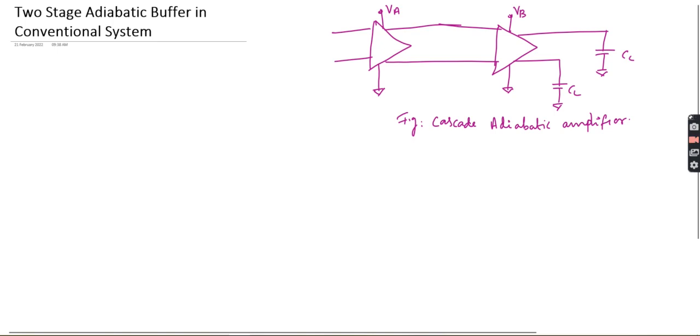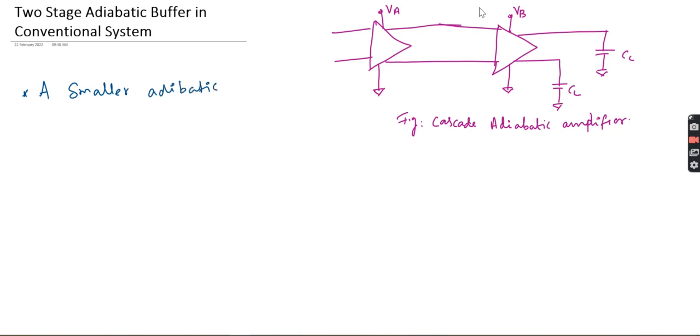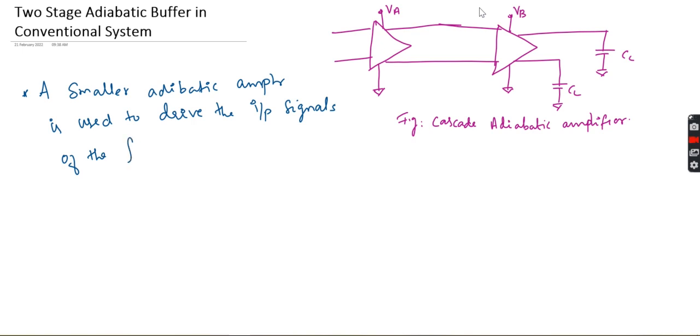Here a smaller adiabatic amplifier is used to drive the input signals of the final stage. This is what we have shown in the figure here.